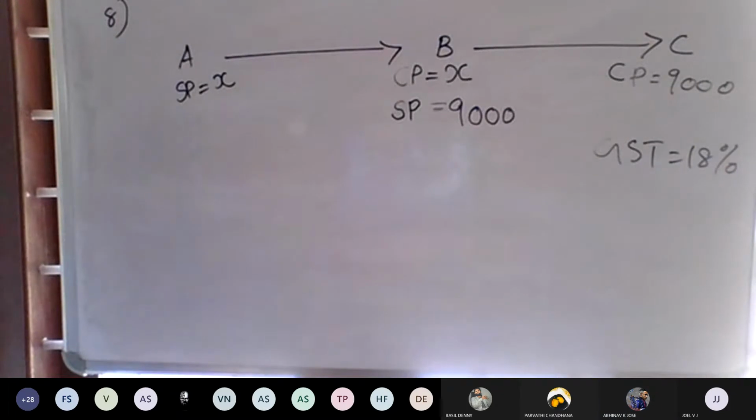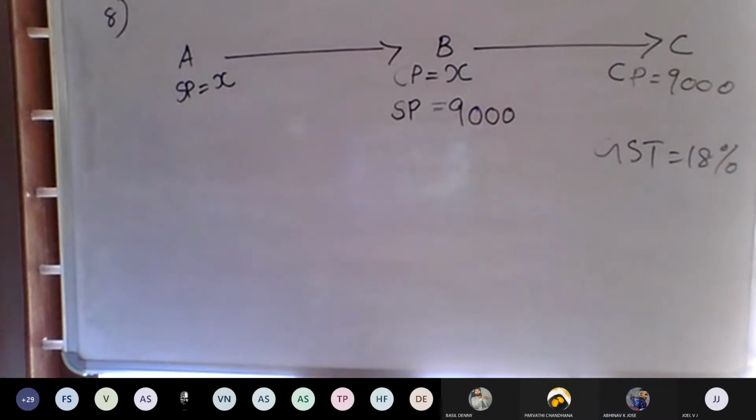How can we write this? GST is given. They are not telling us about intrastate or interstate, so we can take it as 18%. Dealer A, yes or no? So tax will be 18% of 9,000.